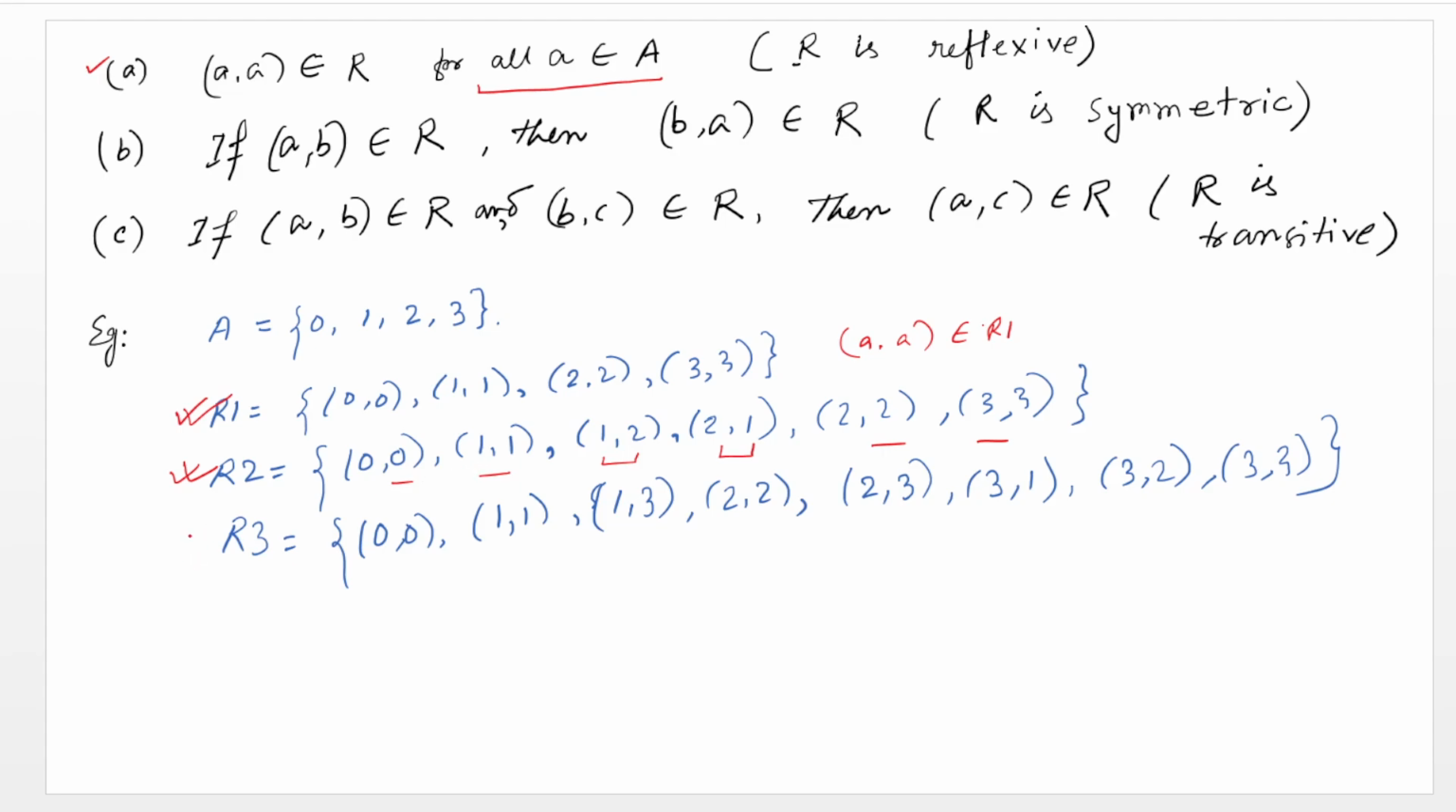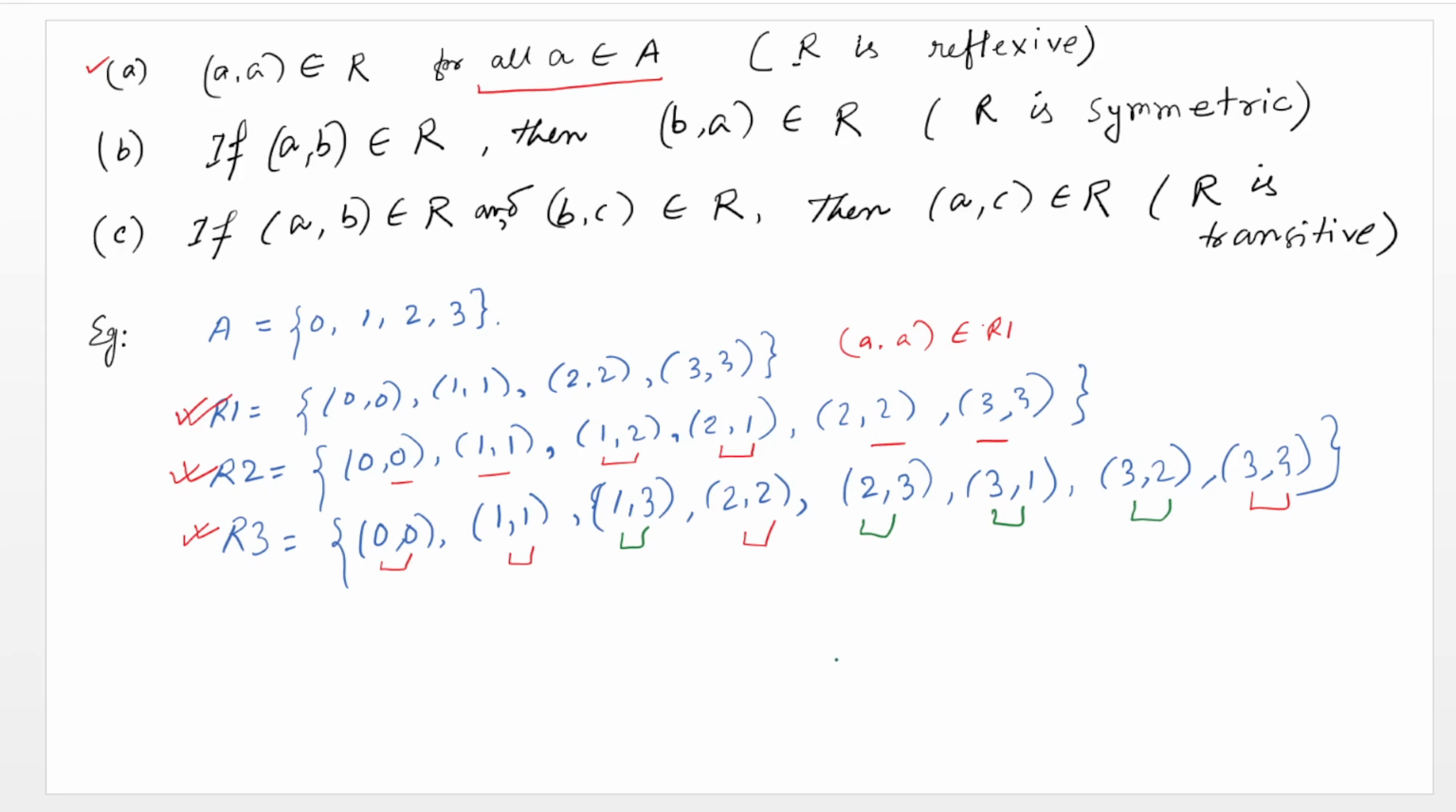Now come to the relation R3. Here (0,0), (1,1), (2,2) and (3,3), all these satisfy the reflexive property. Also (1,3) and (3,1). Look here, (A, B), (B, A), this and this satisfy the symmetric property. Similarly (2,3), (3,2) also satisfy the symmetric property.